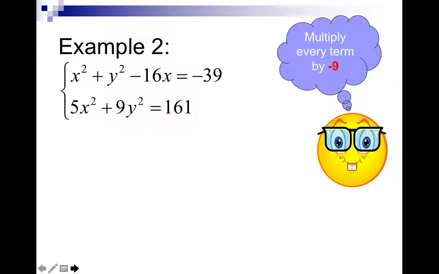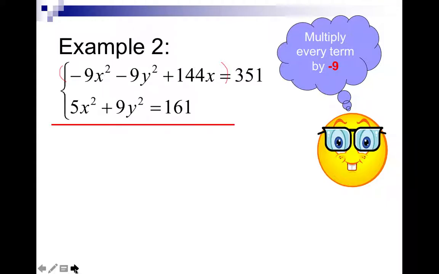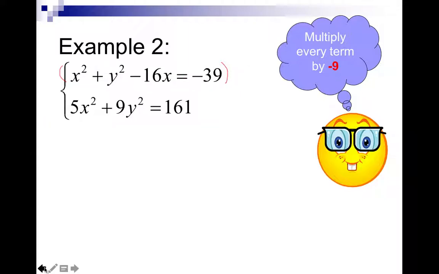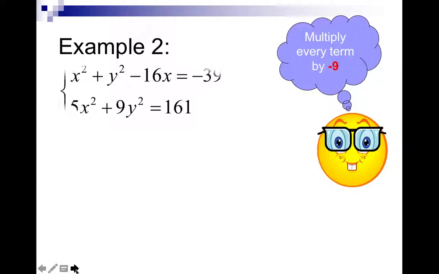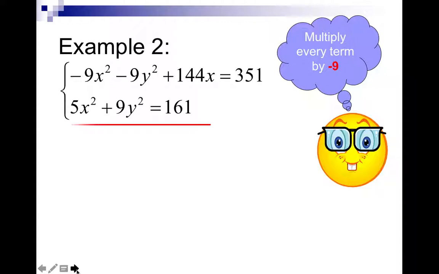right? But what if I multiply every term by -9? Do you see what I'm doing there? Multiply every term up here by -9. That's legal. Every term by -9. And that's what I have. So I multiplied the top equation by -9. Now I can add down. Do you see why?